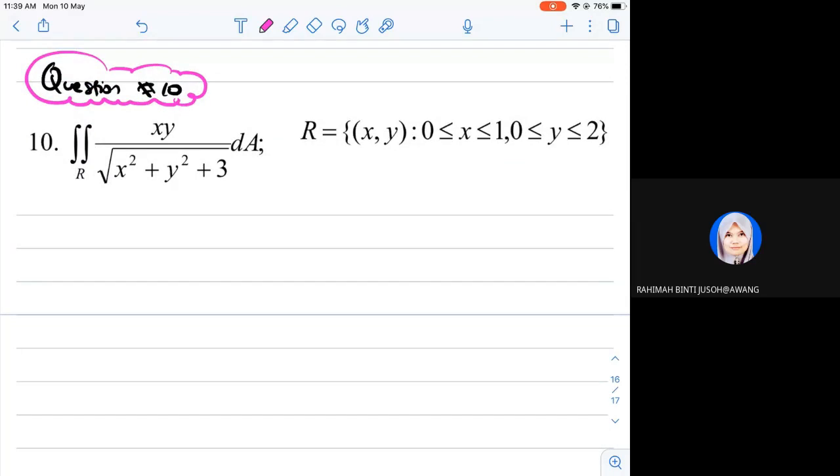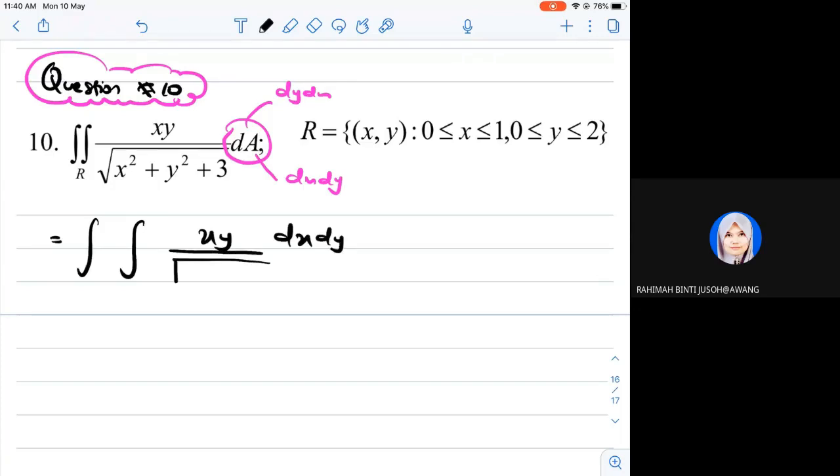Okay, so now DA. DA ni can be either, dia tak kisahlah, dy dx boleh, dx dy boleh. Itu maksud DA ni region R kita. X daripada 0 sampai 1, Y daripada 0 sampai 2. So you all pilih, you all nak dx dy ke dy dx? Saya follow je. You all nak mana satu? Beritahu lah guys, which one? Dua-dua boleh. X. dx dy. Dx. Okay, dx dy boleh. Dx dy.